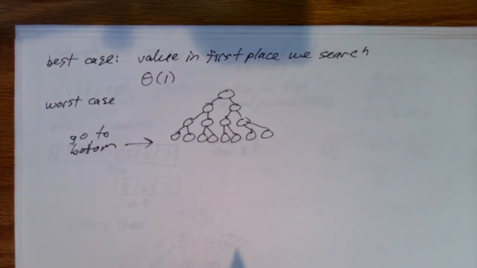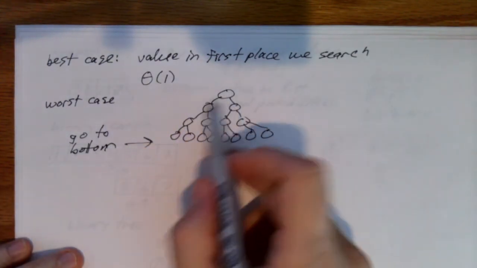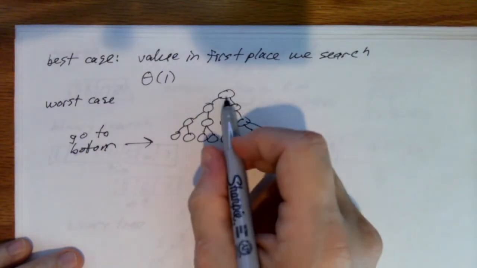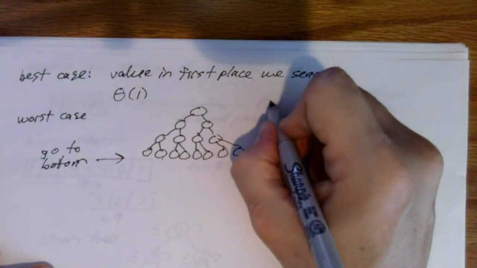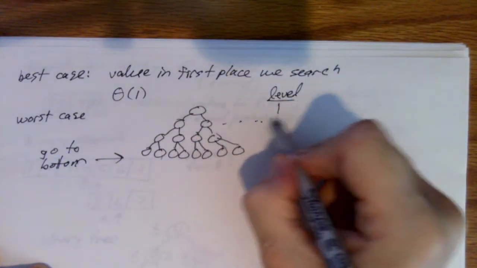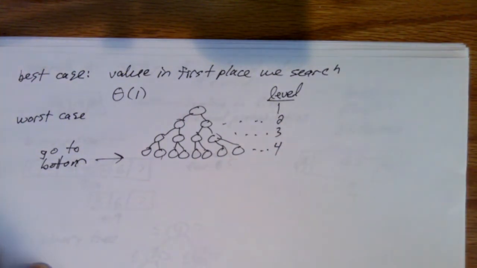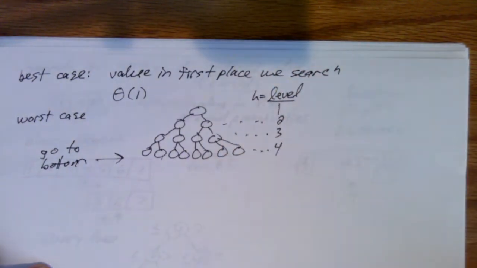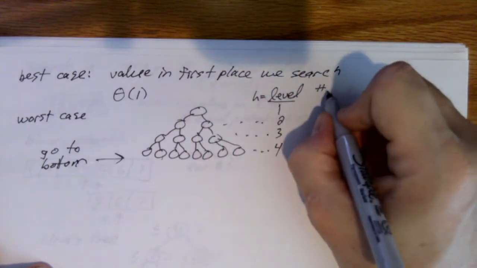So the question then is, what is the cost? Here I happen to have 15 nodes in this example, but it didn't take us 15 comparisons. It took us 4 comparisons, right? So let's look at some analysis. We'll write these as the level. So this will be level 1, level 2, level 3, level 4, or the height. We'll say these are the height. Okay? And how many nodes? Each of these circles is called a node.